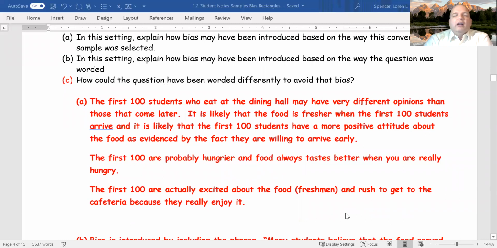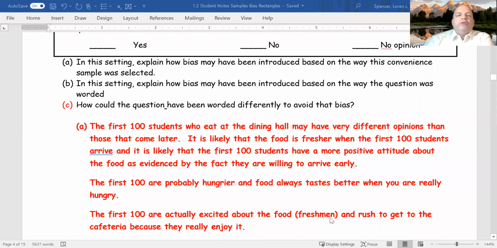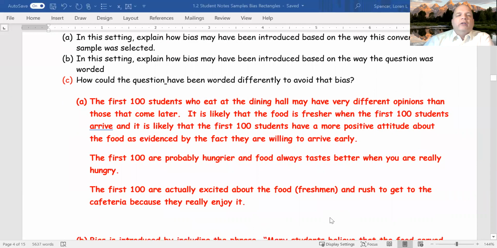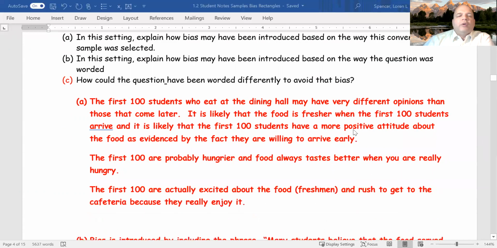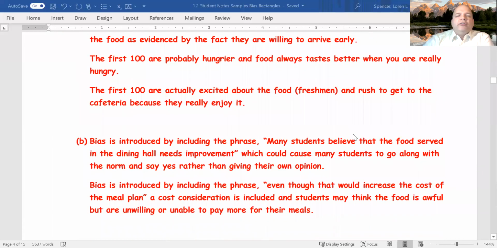For part B, in this setting, explain how bias may have been introduced based on the way the question was worded. Well, what did they say? Many students believe that the food served in the dining hall needs improvement. Do you think the quality of food served here needs improvement, even though that would increase the cost of the meal plan? So I see a couple issues there. Bias introduced by including the phrase, many students believe that the food served in the dining hall needs improvement. This could cause peer pressure. Many students would go along with the norm and say yes, rather than giving their own honest opinion. In other words, you swayed it by saying many students and you don't want to be an outlier.